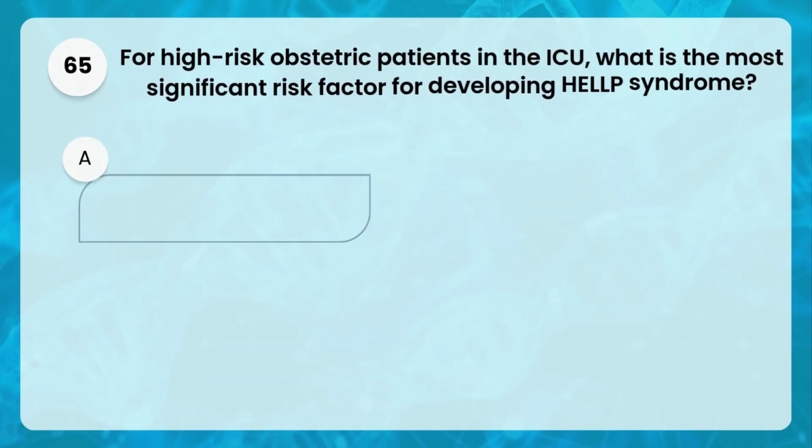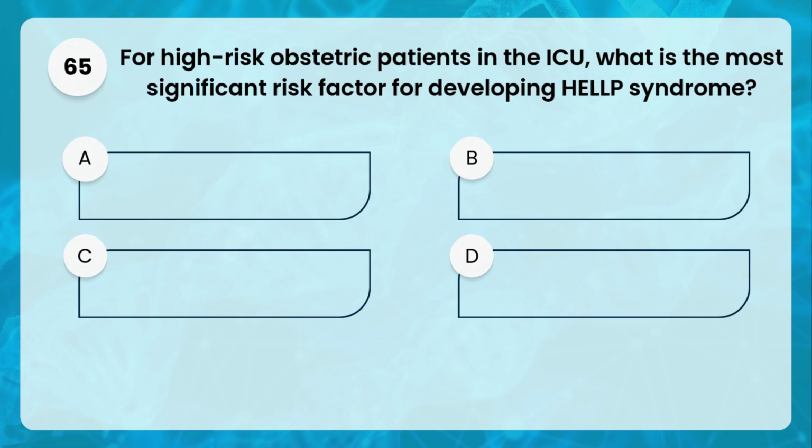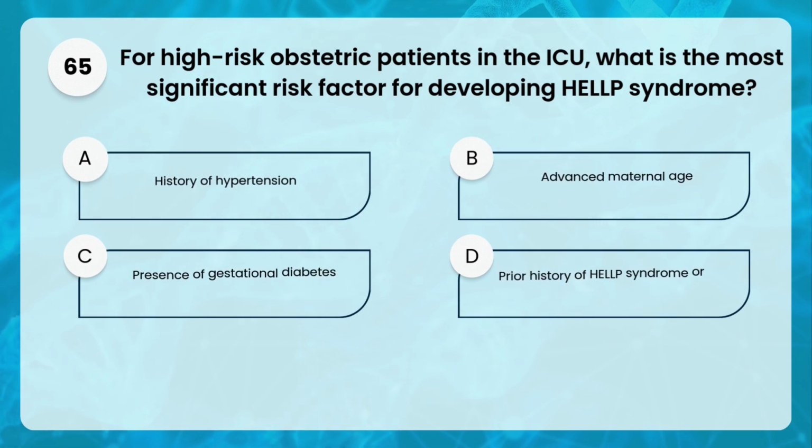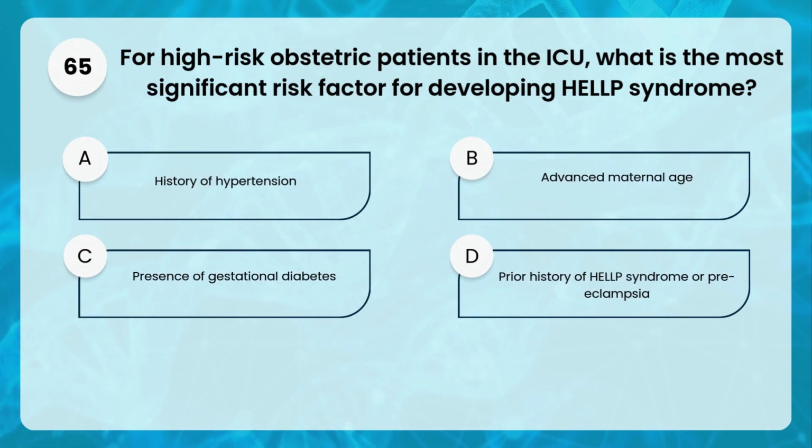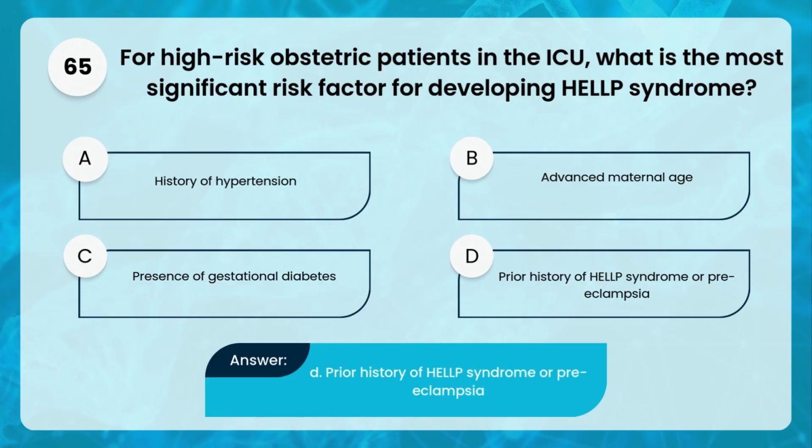65. For high-risk obstetric patients in the ICU, what is the most significant risk factor for developing HELLP syndrome? A. History of hypertension. B. Advanced maternal age. C. Presence of gestational diabetes. Or D. Prior history of HELLP syndrome or preeclampsia. The answer is D. Prior history of HELLP syndrome or preeclampsia.